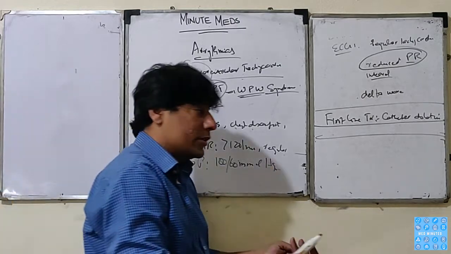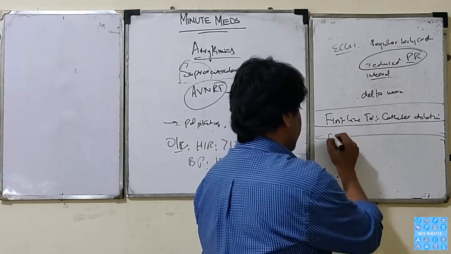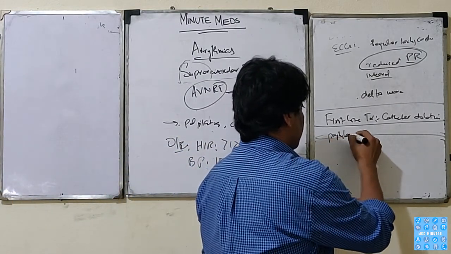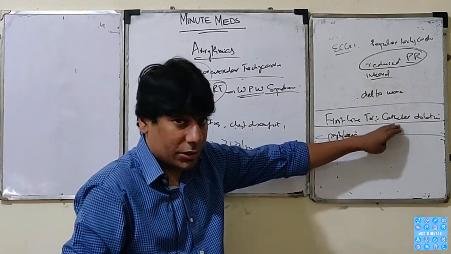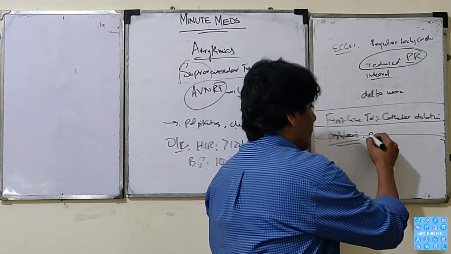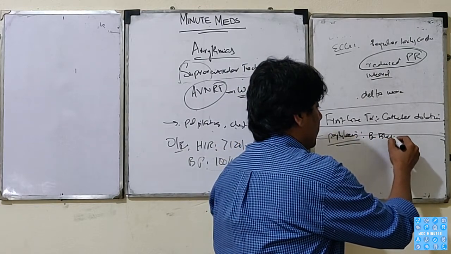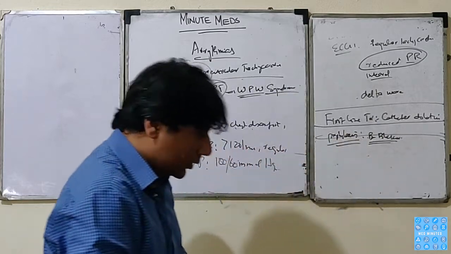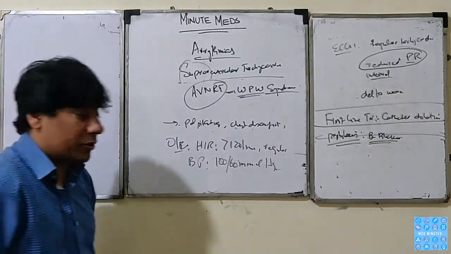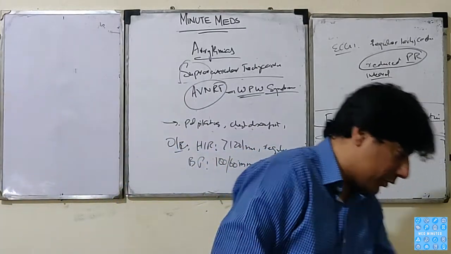And then for prophylaxis, until we have this facility available, we can send the patient on beta blockers. So this is about supraventricular tachycardia. Now the last one is ventricular tachycardia.